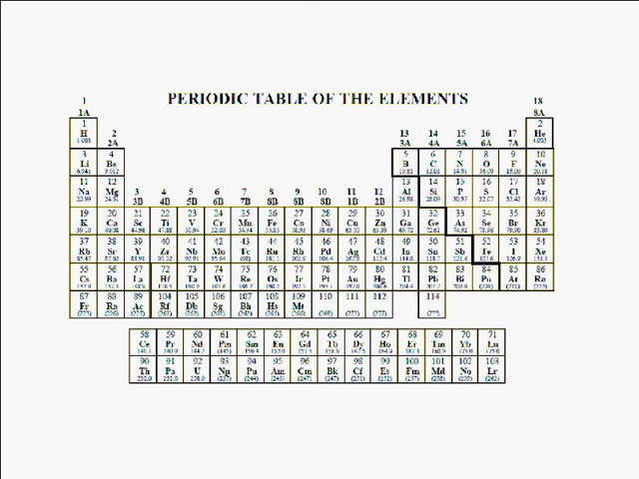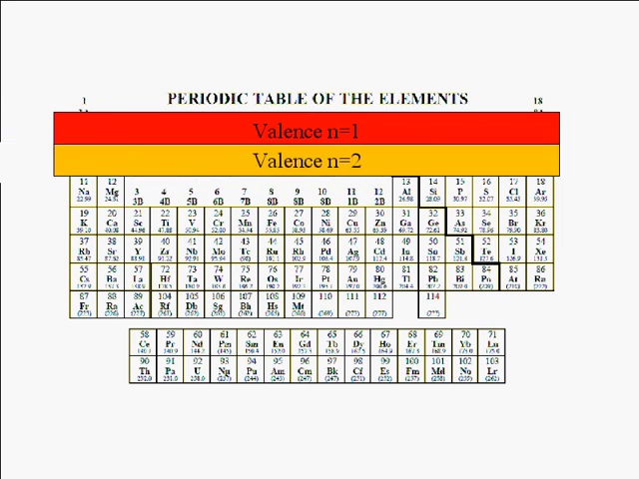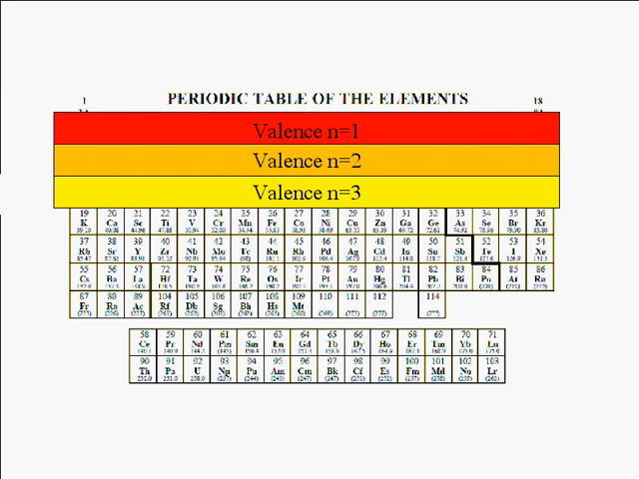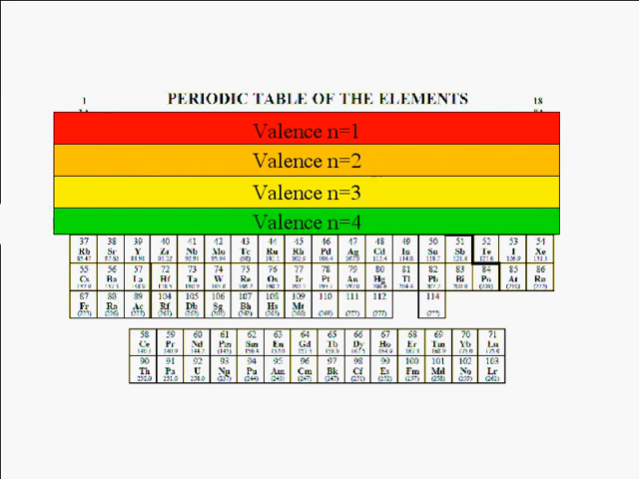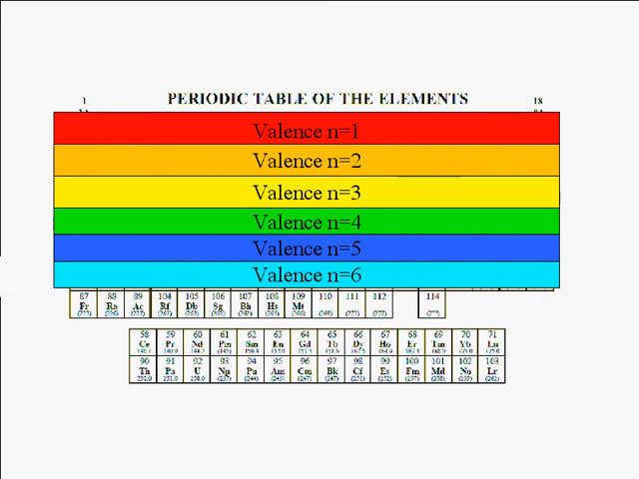In general, for elements in row 1, the valence shell is the first shell. For elements in row 2, the valence shell is the second shell. For elements in row 3, the valence shell is the third shell. For elements in row 4, the valence shell is the fourth shell. For elements in row 5, the valence shell is the fifth shell. For elements in row 6, the valence shell is the sixth shell.